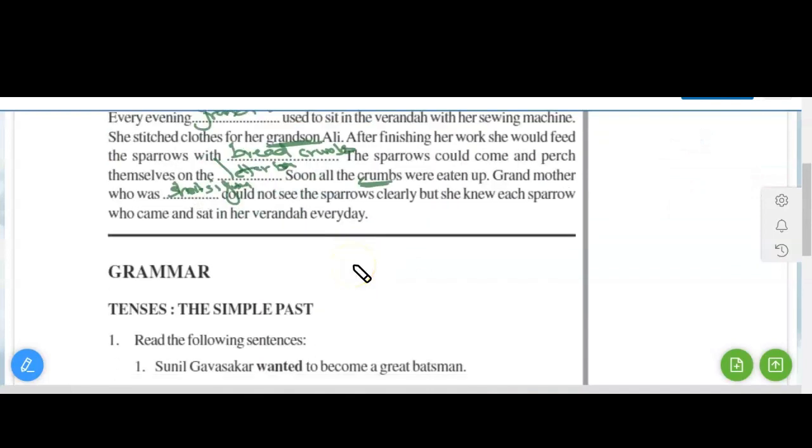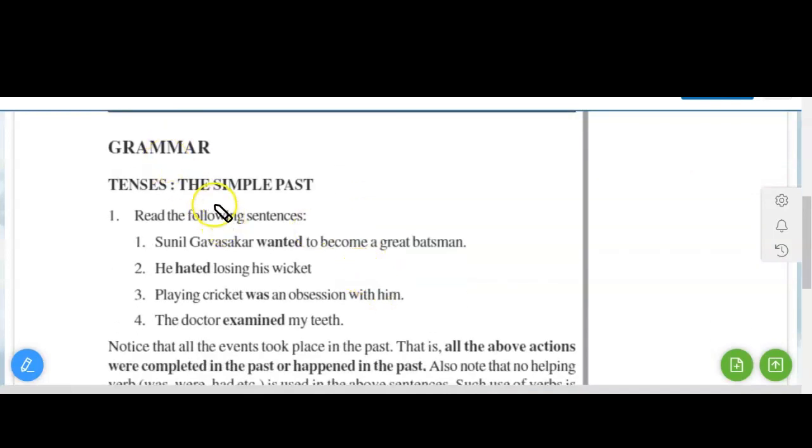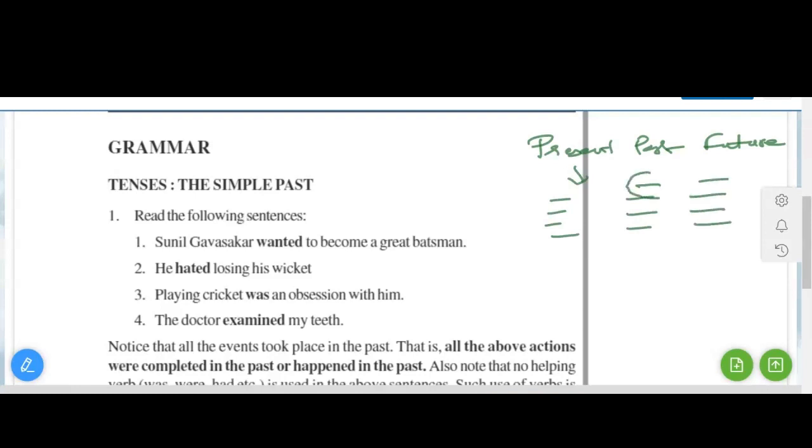Next one is grammar. Here we are learning about the simple past tense. We have so many other tenses like present, past, future. Each has classifications, and this also has classifications. So today we are going to learn about the simple past. What is the difference between simple past and other past tenses, and how can you identify the simple past tense?